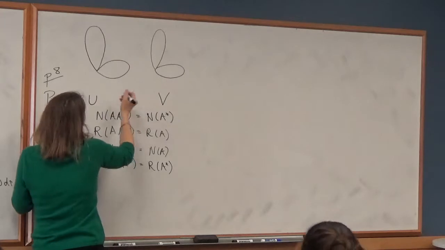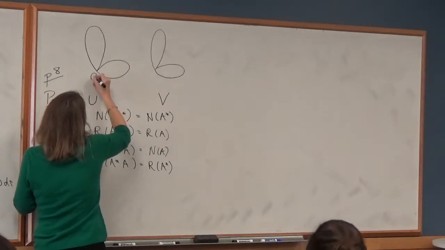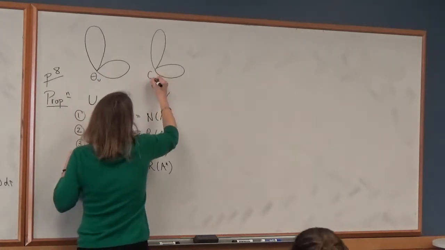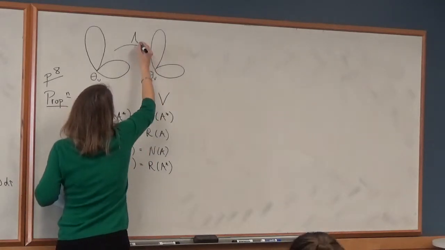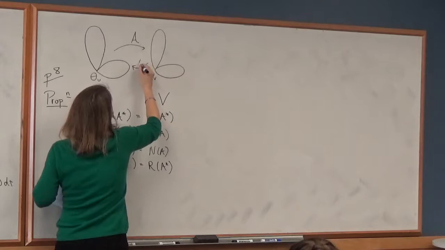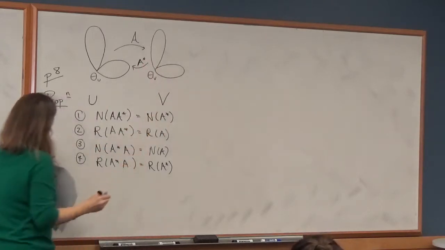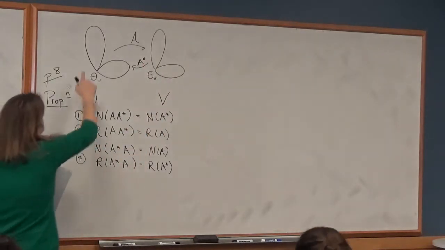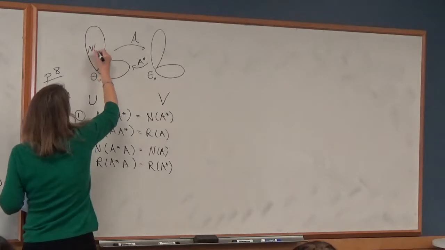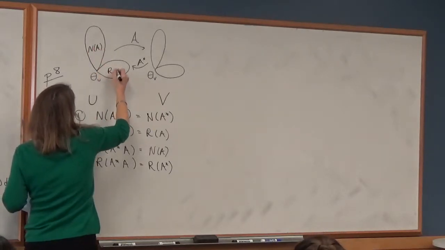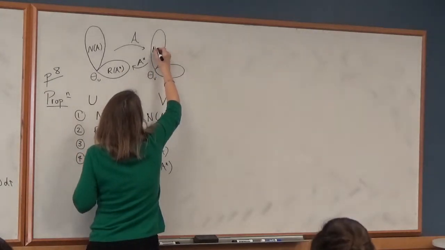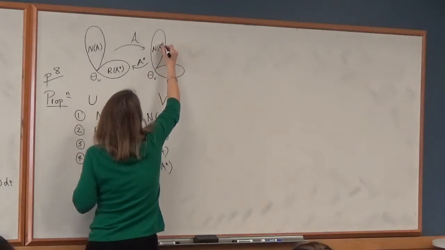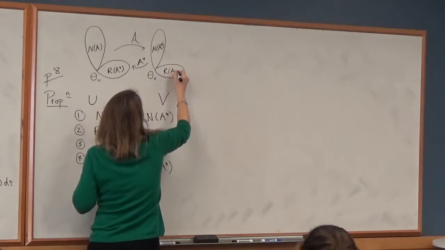Okay, so that's my space U. So this is the 0 vector in U. This is the 0 vector in V. A is a linear map. A star is its adjoint, going back. And so these component spaces: this is the null space of A. This is the range of A star. This is the null space of A star and the range of A.